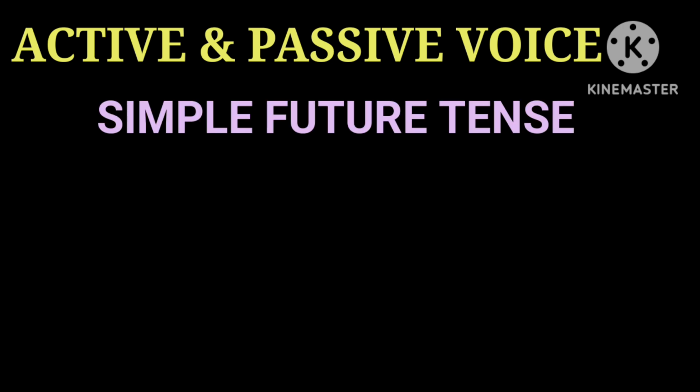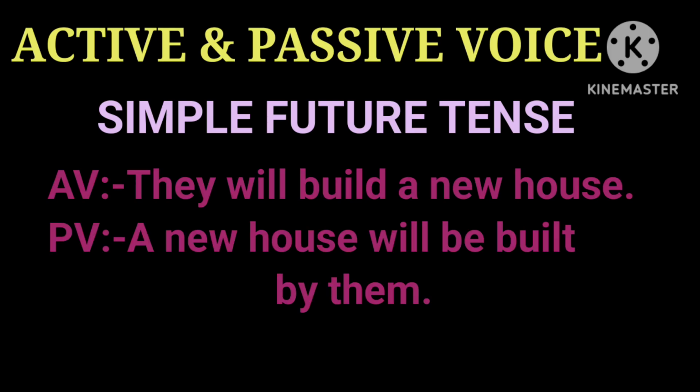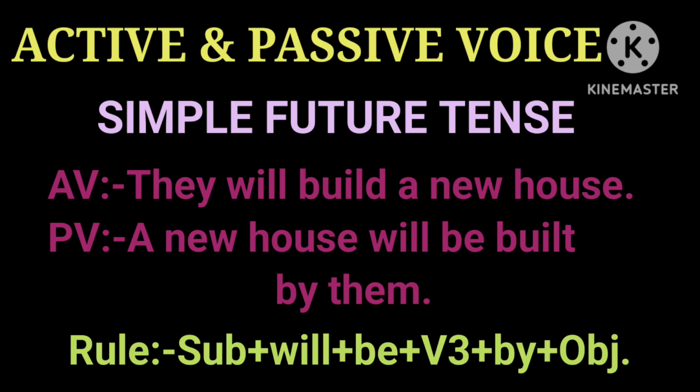Come to simple future tense. Active voice: She will complete the task. In passive voice, the task will be completed by her. Next example, they will build a new house. A new house will be built by them. We can observe the rule here, that is subject plus will plus be plus V3. The new house is the subject here, will be built is the V3. So this is the rule for changing simple future tense into passive voice.